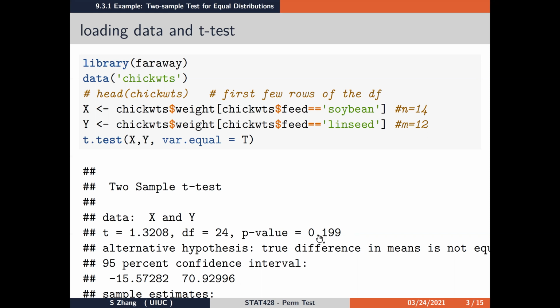Well, this is not a hypothesis you would typically reject. So this is not a null hypothesis you will reject using many of the conventional significance levels, say 0.05 or 0.01. So the t-test indicates that for the chicks fed soybean and linseed, we do not have sufficient evidence to conclude that they have different mean weights. And let's see what the permutation test tells us.